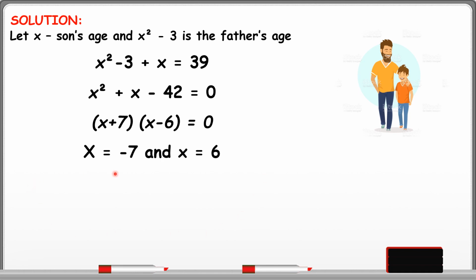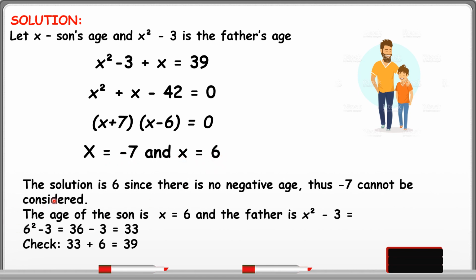So we have x is equal to negative 7 and x is equal to 6. The solution is 6 since there is no negative age. Thus, negative 7 cannot be considered because there is no negative age. So the age of the son is 6, and the father's age is x squared minus 3, because it is 3 less than the square of the son's age. So the son is 6 years old.